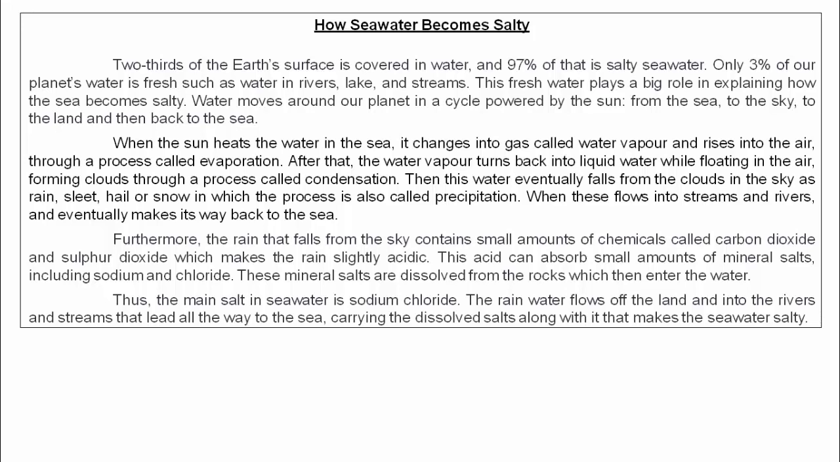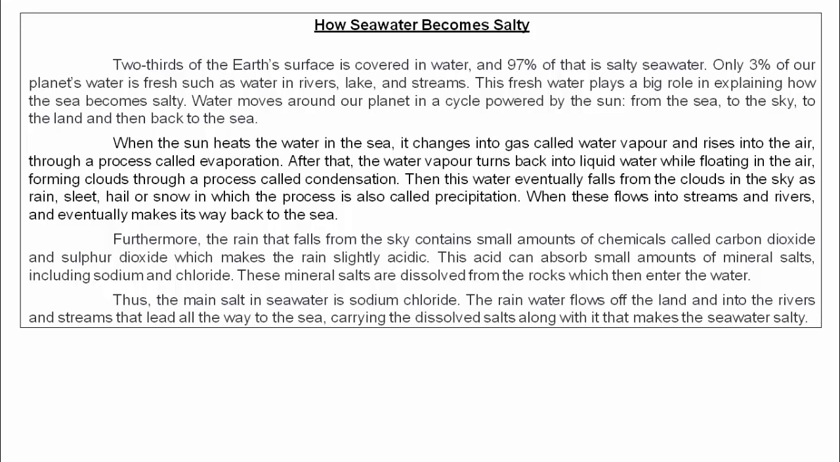When the sun hits the water in the sea, it changes into gas called water vapor and rises into the air through a process called evaporation. After that, the water vapor turns back into liquid water while floating in the air, forming clouds through a process called condensation. Then this water eventually falls from the clouds in the sky as rain, sleet, hail, or snow, in which the process is called precipitation. When this flows into streams and rivers and eventually makes its way back to the sea.